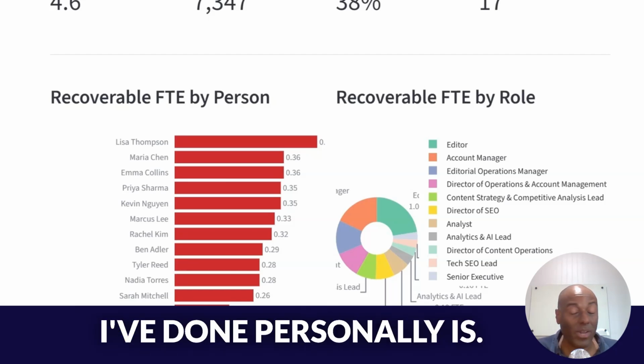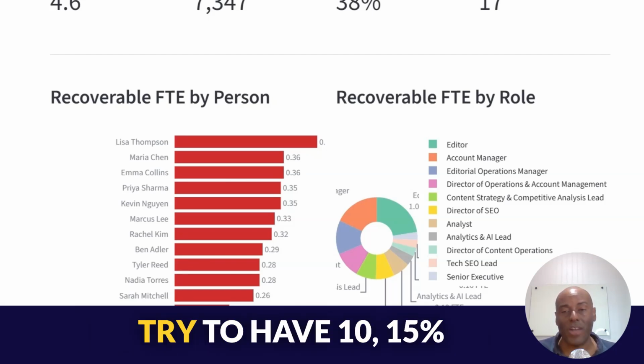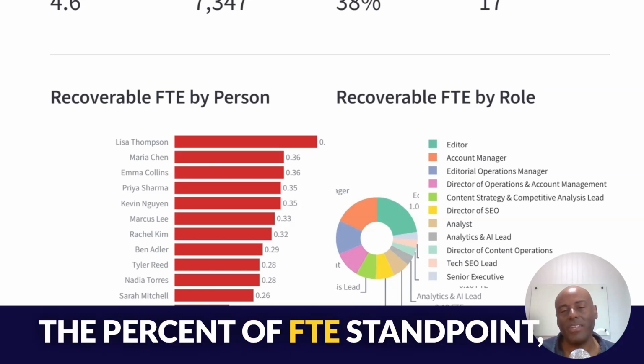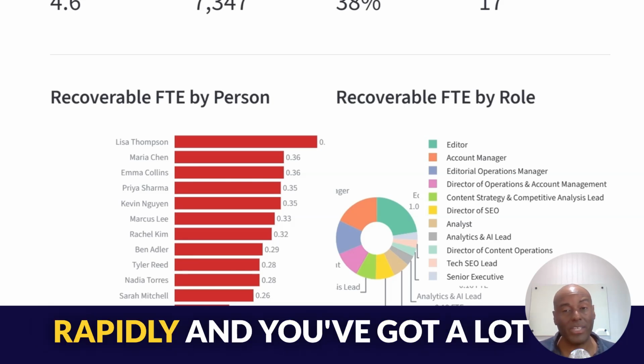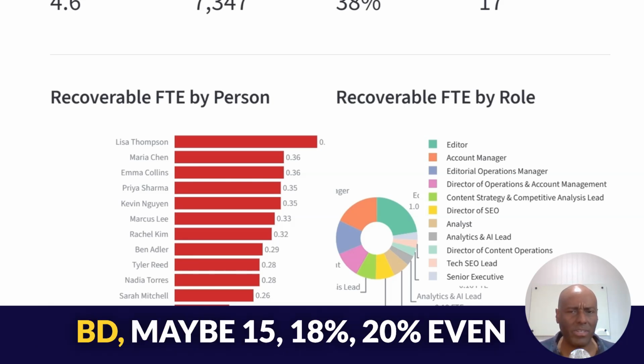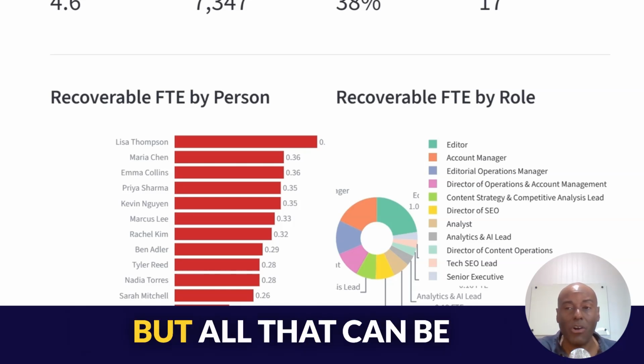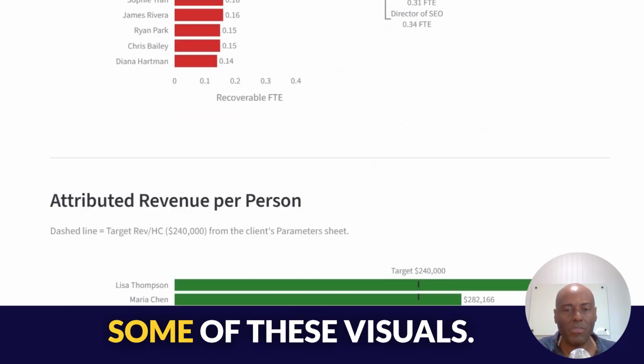What I've seen and what I've done personally is try to have 10, 15% slack in your system in general, from a percent of FTE standpoint. If you're growing really rapidly and you've got a lot of stuff coming at you from BD, maybe 15, 18%, 20% even, depending on your time to fill for certain key roles. But all that can be highlighted from some of these visuals.